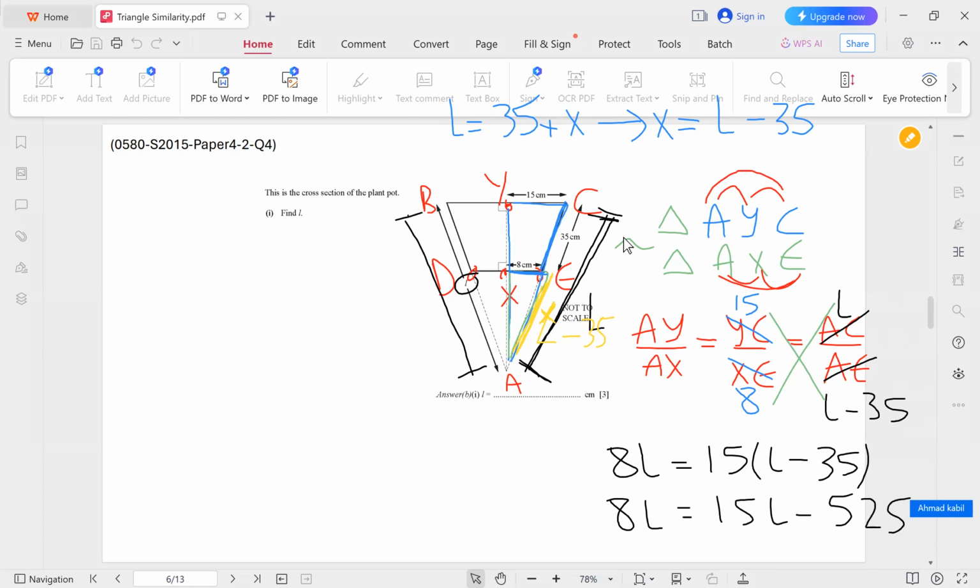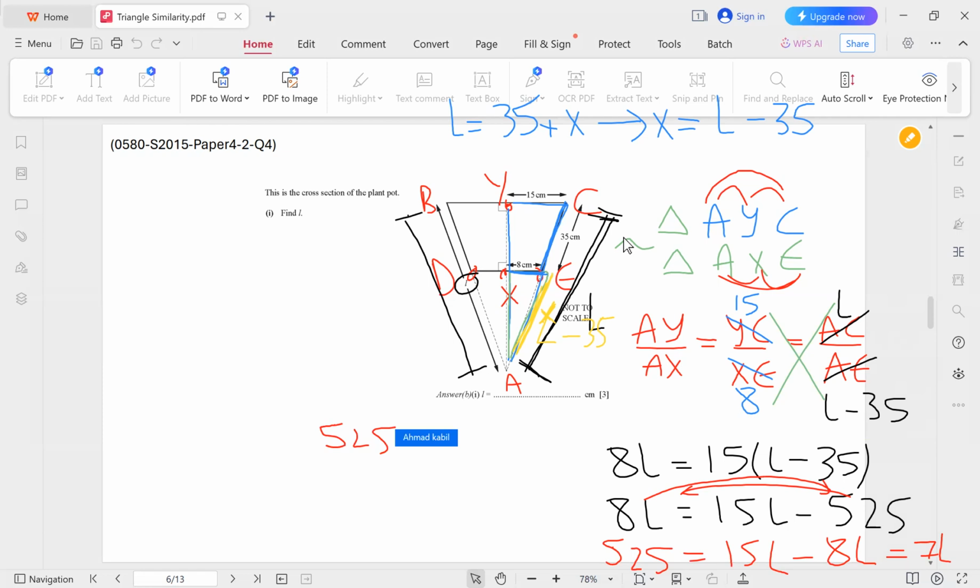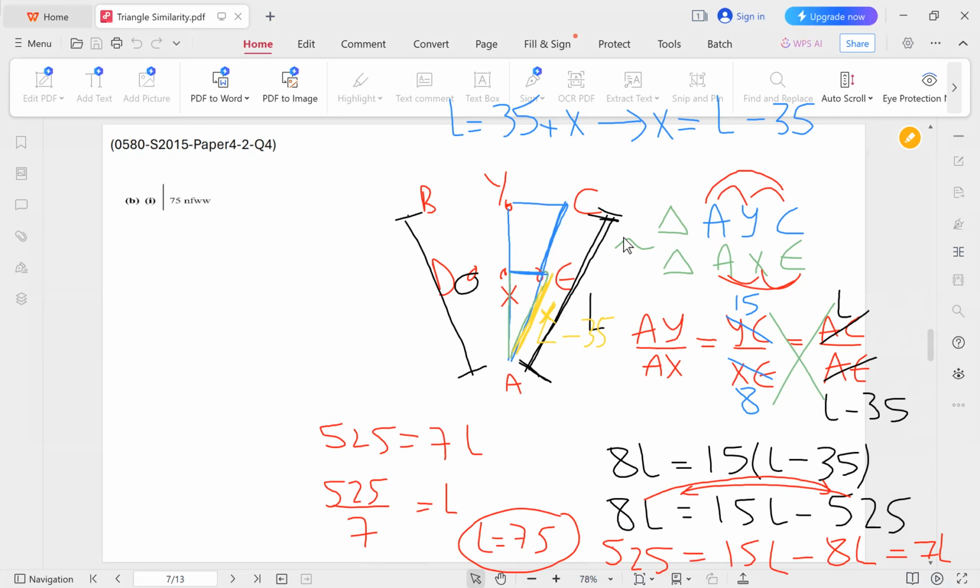Now we take the 525 to the other side. So this becomes positive 525. And we take the 8L to the other side as well. So this is 15L minus 8L, which is actually 7L. Therefore, in order to get L, all you have to say is 525 equals 7L. So L equals 525 divided by 7, which is 75. So therefore, L equals 75. Let's check the marking scheme. L equals 75 is the correct answer here.